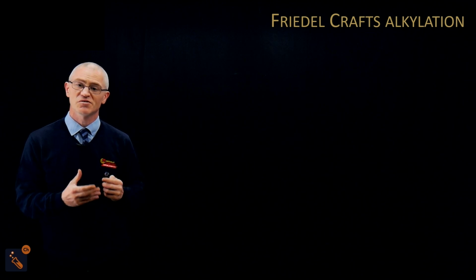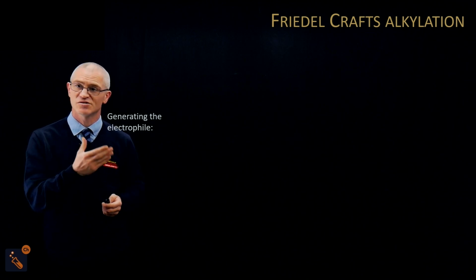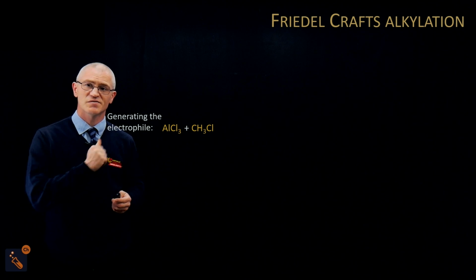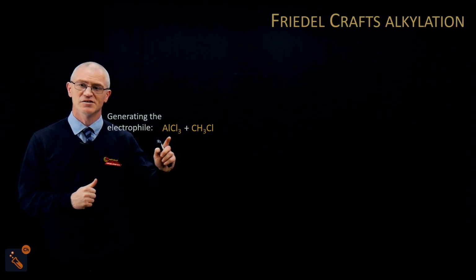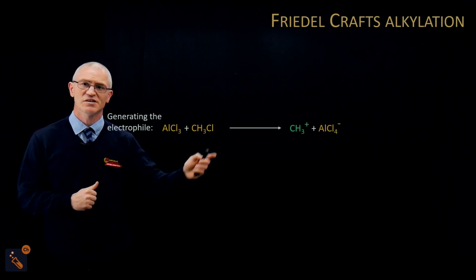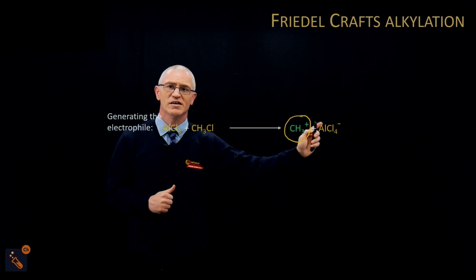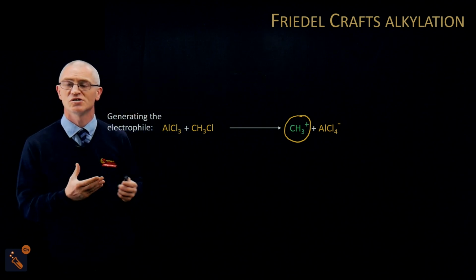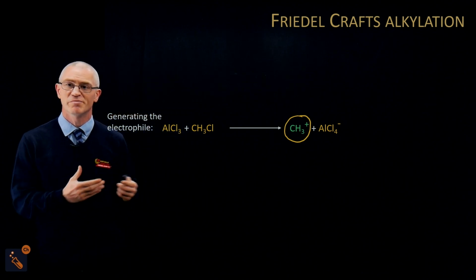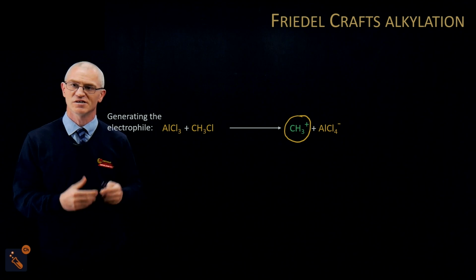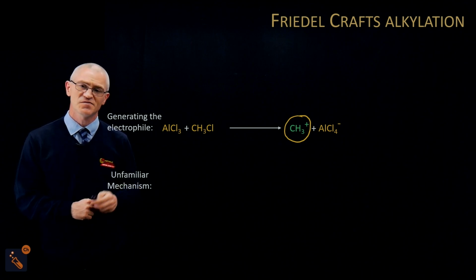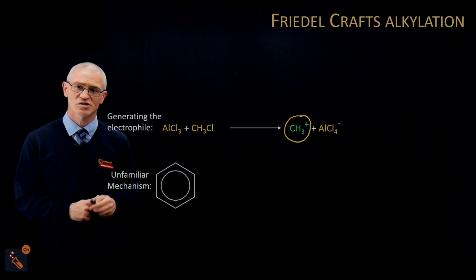So if we go through the different reactions again, just to remind you, generating the electrophile is adding that haloalkane to that aluminium chloride, and you get this CH3+, which is your electrophile, plus this AlCl4-, which we'll use later on to turn back into AlCl3 and regenerate the catalyst. It is an unfamiliar mechanism, but it's one that you should know.